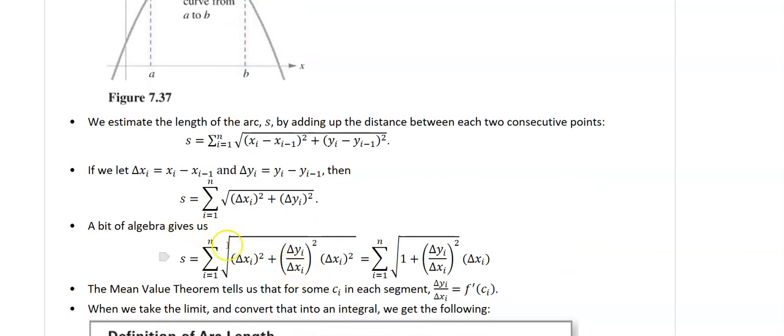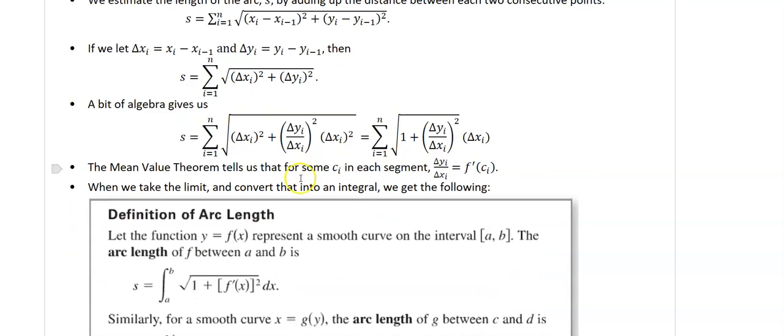and doing a bit of algebra, we would get that the sum would be approximately the sum from i equals 1 to n of the square root of 1 plus (delta y sub i over delta x sub i) squared times delta x sub i, if we were to divide up in this manner using delta x sub i for our change in horizontal distance and delta y sub i for our change in vertical distance. And the mean value theorem tells us that for some c sub i in each line segment, this ratio here is equal to f prime of c sub i.